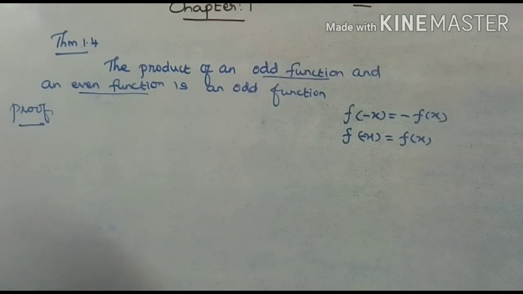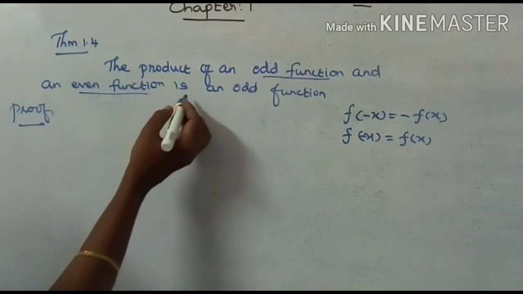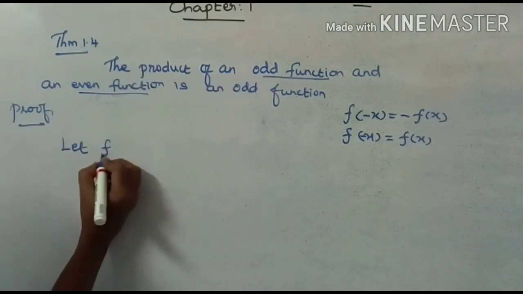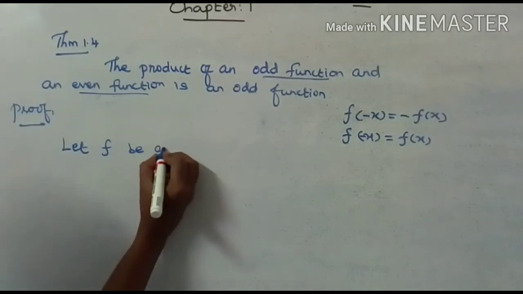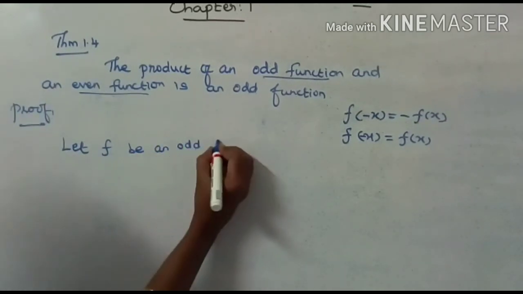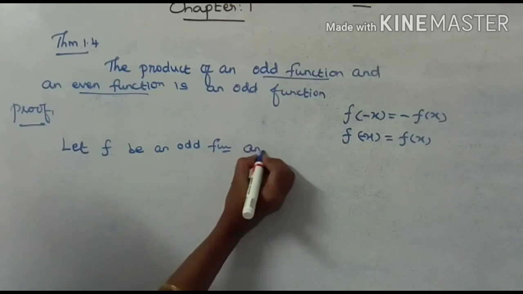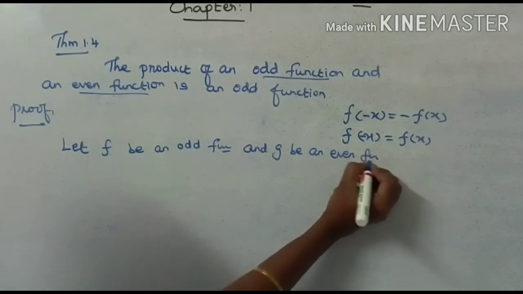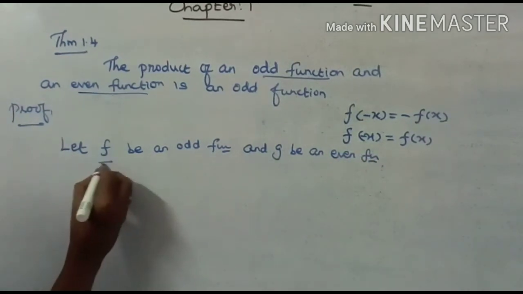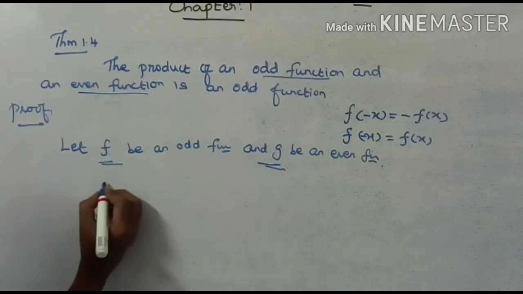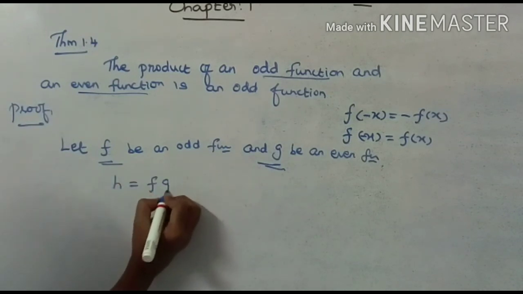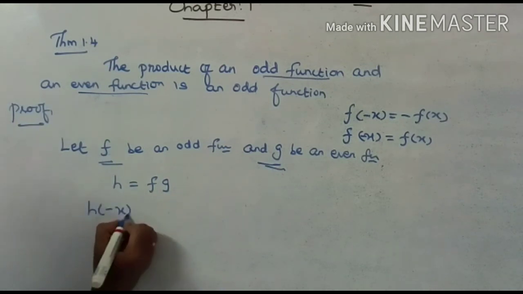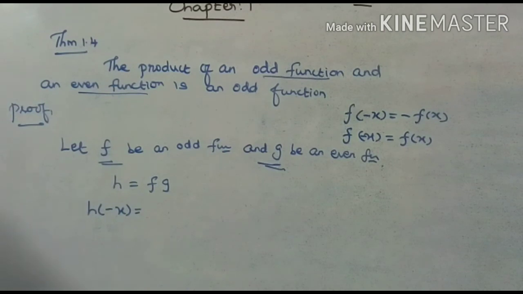Okay, listen. We find the proof of the product of an odd function and an even function. So we take one odd function and one even function. Let f be an odd function and g be an even function. Consider h equal to f into g, the product of an odd function and an even function. Now substitute into the function: h of minus x.